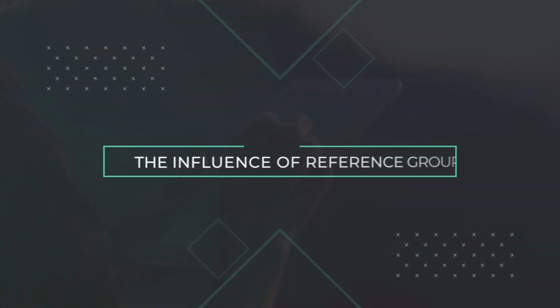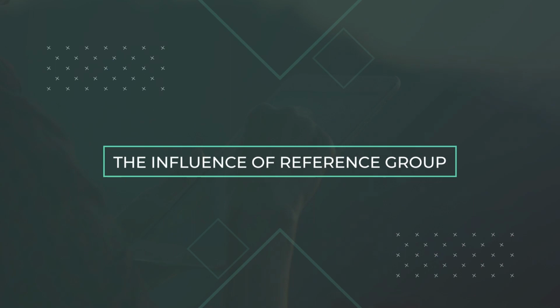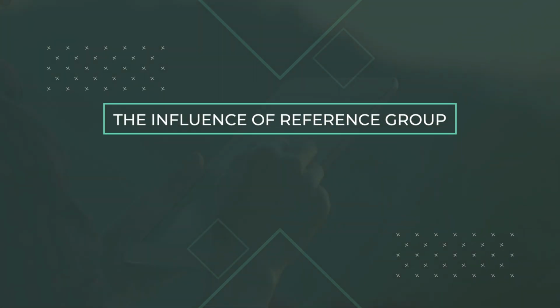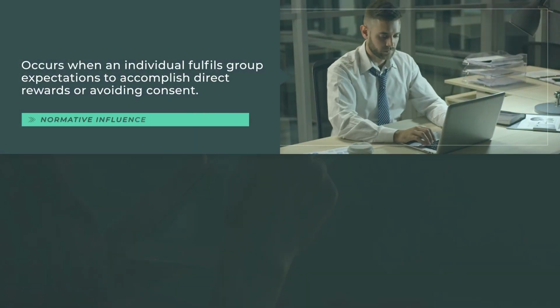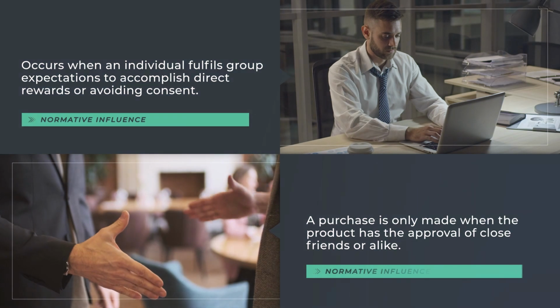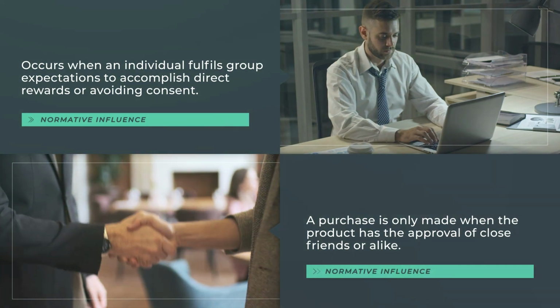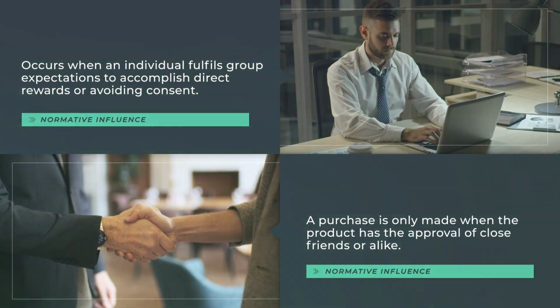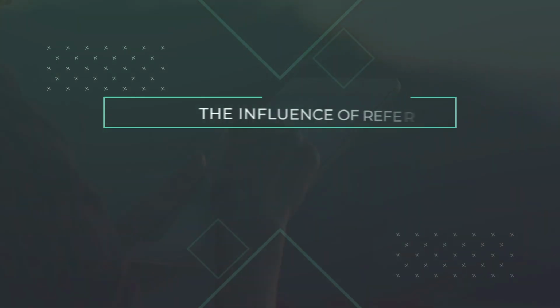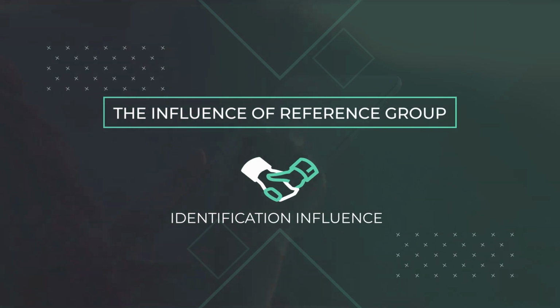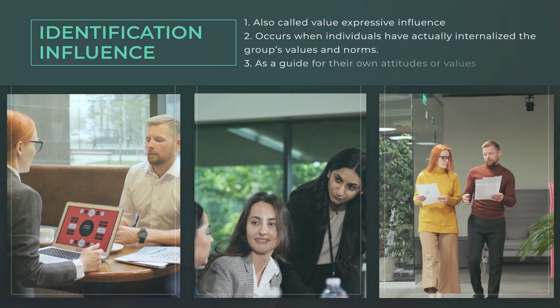So now, let's learn the influence of reference group. There are three types of conditions that we can learn how the social group influences consumer behavior. The first one is normative influence that occurs when an individual fulfills group expectations to accomplish direct rewards or avoid consent. For example, when the consumer only purchases when the product has gotten approval of close friends or the like.